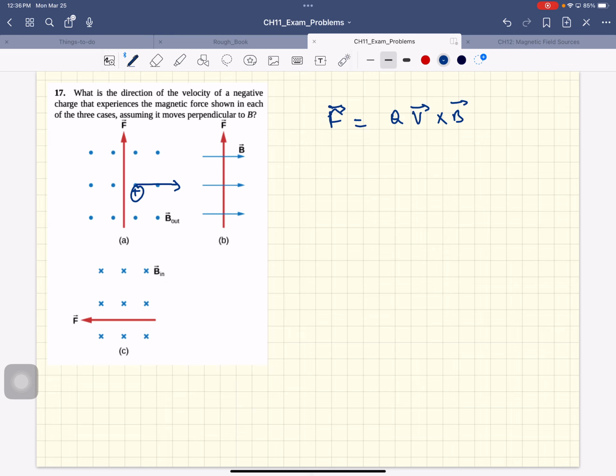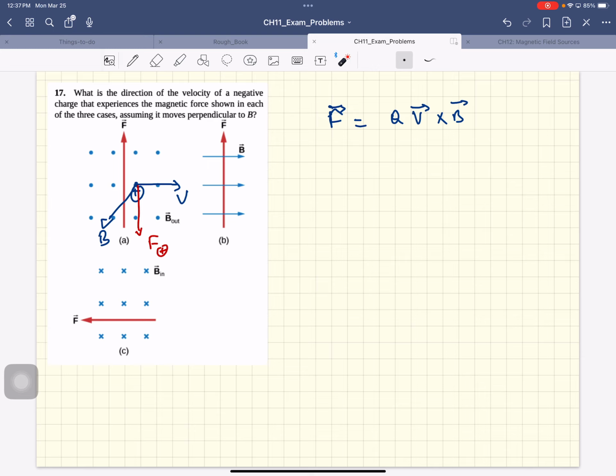you turn the velocity. This is velocity, this is magnetic field. V cross B, if you turn a screw from here to there, it'll move downwards. So the force on a positive charge will be in this direction with that velocity. So on a negative charge, the force will be in the opposite direction if it moves to the right.